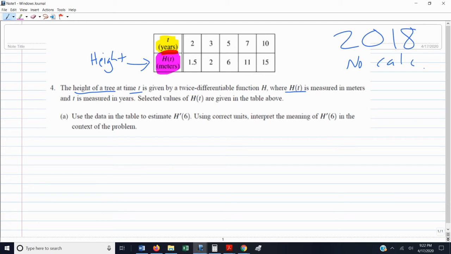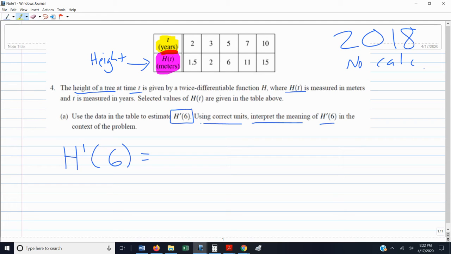Use the data in the table to estimate h prime of 6, and then using correct units, interpret the meaning of h prime of 6 in the context of the problem. So the first thing you're doing is figuring out how to estimate h prime of 6. And you want to just think about, what are you doing here? How are you going to get that number?